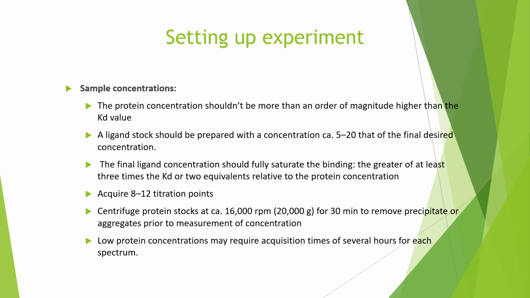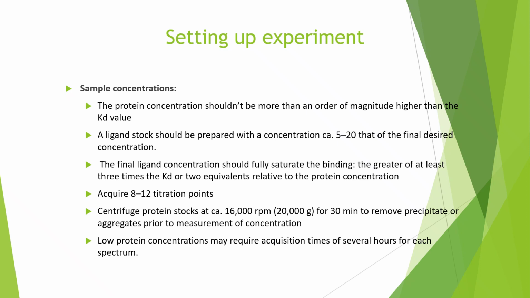The majority of the ligand concentrations should be in the range of 0 to 1.5 equivalents of the protein, unless the protein concentration is much less than the KD, in which case sufficiently high ligand concentrations should be used in order to fully saturate the binding. We recommend acquiring 8 to 12 titration points.